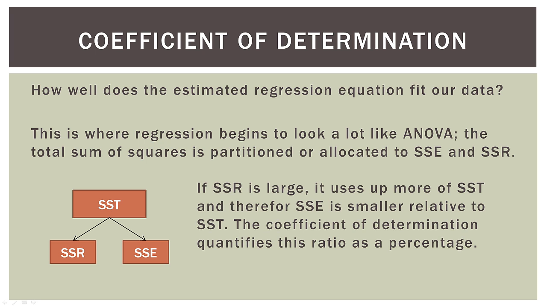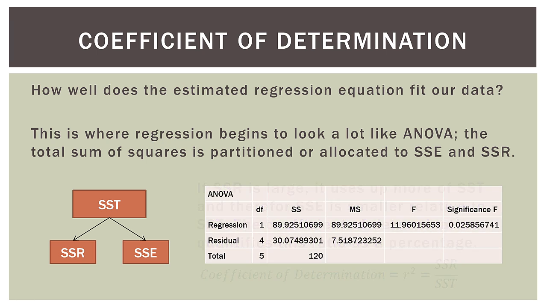So if the SSR is large, it uses up more of the SST, and therefore SSE is smaller relative to the total. The coefficient of determination quantifies this ratio as a percentage. So the coefficient of determination has the variable r squared equals SSR divided by SST. So it's the sum of squares regression divided by the total sum of squares.